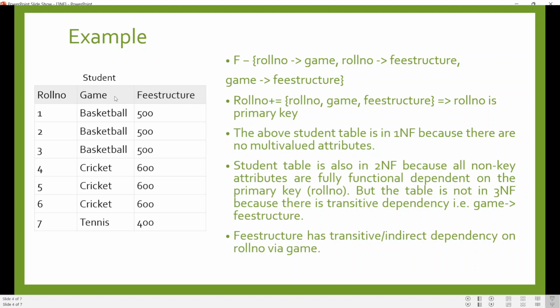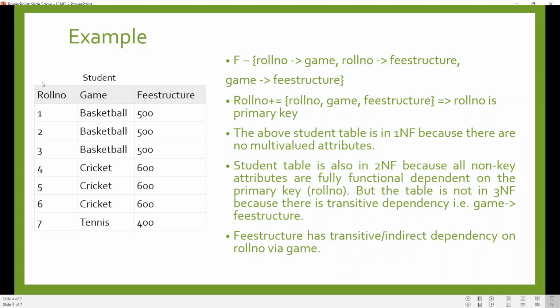One is game, another one is fee structure. If you can see, all the non-key attributes are depending on the roll number, meaning by knowing the roll number you can find game, by knowing the roll number you can get the fee structure. That means fee structure is depending on roll number, even game is depending on roll number. So all non-key attributes are depending on the primary key attribute. So hence this relation is in second normal form, because all these non-key attributes are fully depending on the primary key.